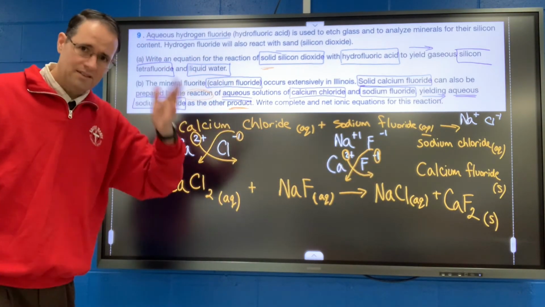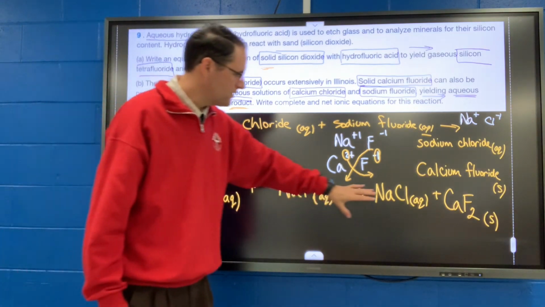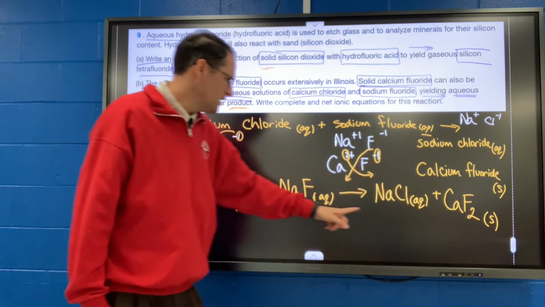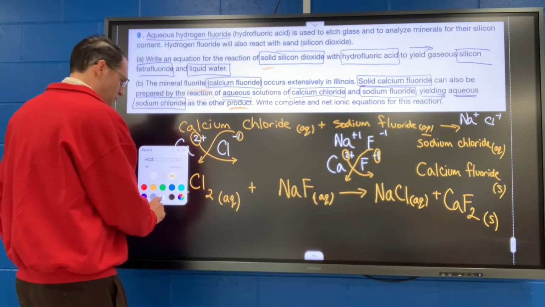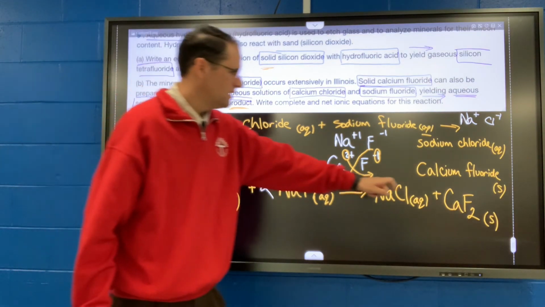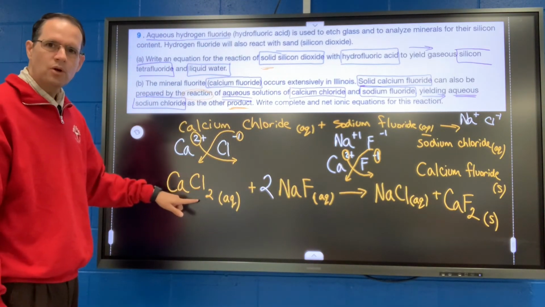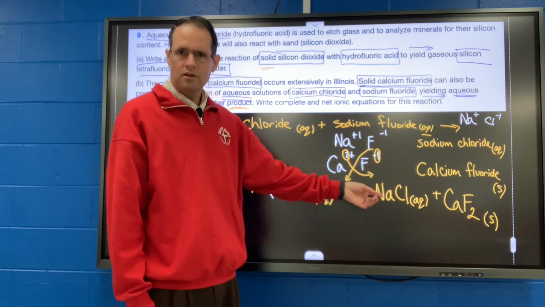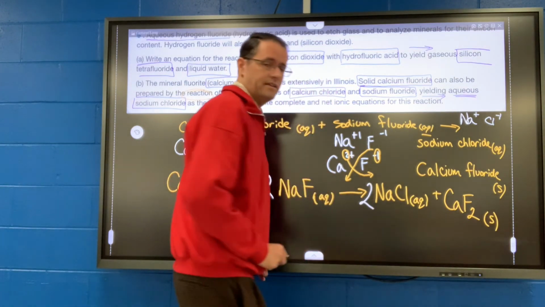Now, it's not balanced yet. We have the formula, we have the state for everything, but it's not balanced. There's 2 fluorines on the right. I see a 2 here, and I don't see a 2 here. So I'm going to fix that by putting a 2 in front of here. Now we have 2 fluorines and 2 fluorines. The other thing I notice is that we have 2 chlorines here, but in the sodium chloride, we only have 1 chlorine. So I need to put a 2 in front of that, okay?